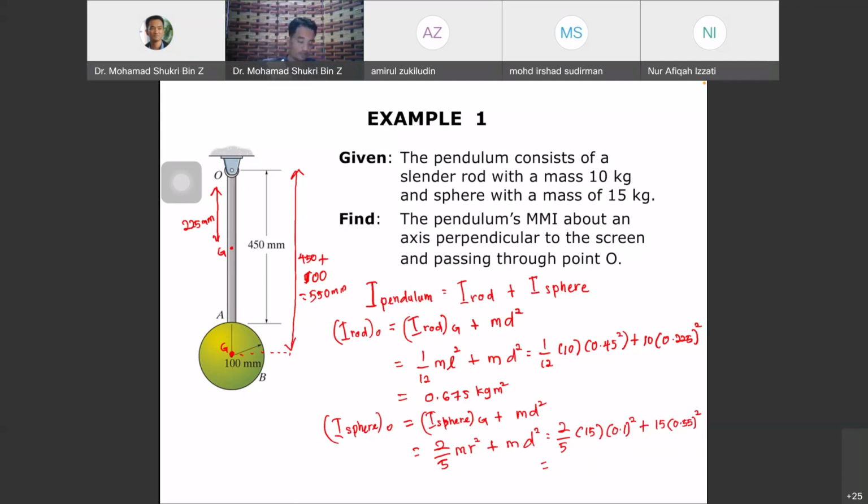So this one you get 2/5 times 15 times 0.1 square plus 15 times 0.55 square. So you have 4.6 kilogram meter square.